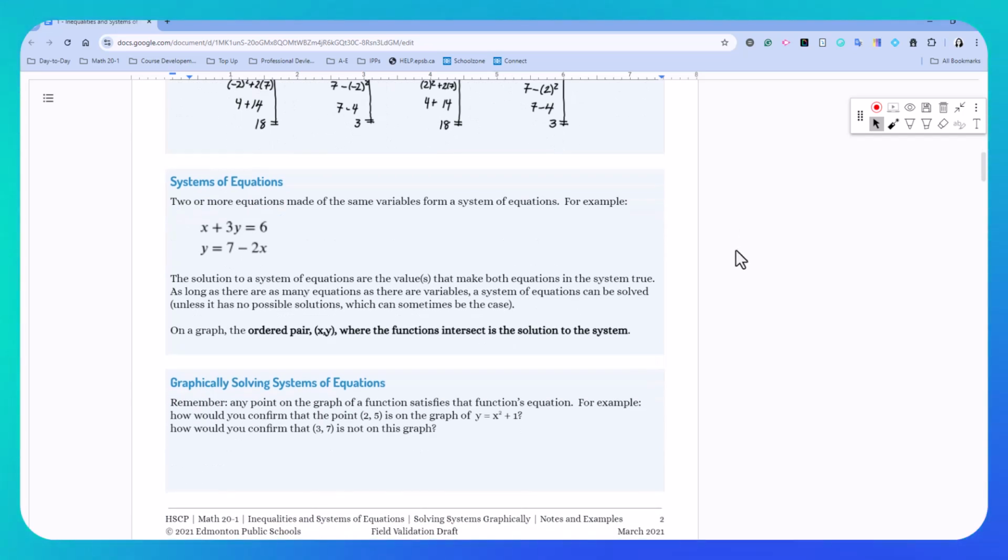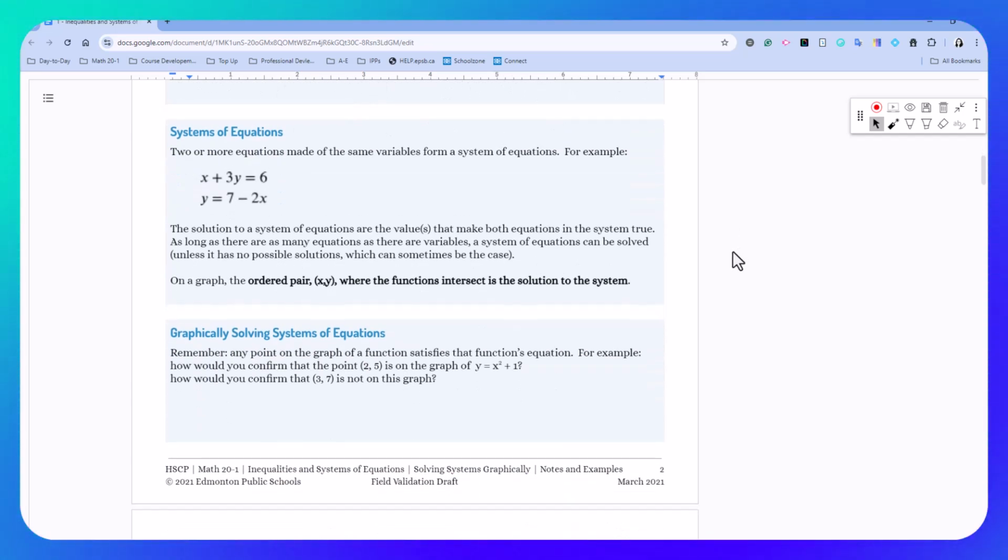Well, these two equations are what is known as a system of equations. In other words, a system of equations is when two or more equations made of the same variable are together. For example, x plus 3y equals 6 and y equals 7 minus 2x. The solution to a system of equations are the values that make both equations in the system true.